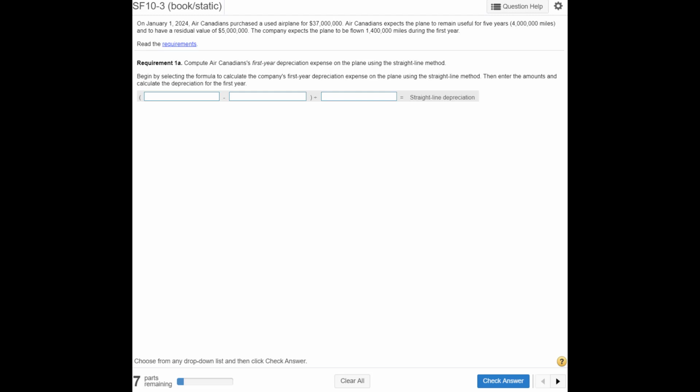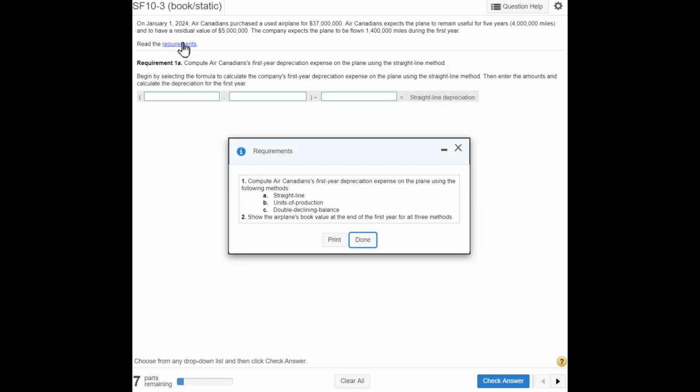Short exercise 10-3. We're going to record depreciation for an asset using three different depreciation methods. On January 1st, 2024, Air Canadians purchased a used airplane for $37 million. Air Canadians expects the plane to remain useful for 5 years or 4 million miles, depending on which depreciation method they're going to be using. It's expected to have a residual value of $5 million. The company expects the plane to be flown 1,400,000 miles during the first year.